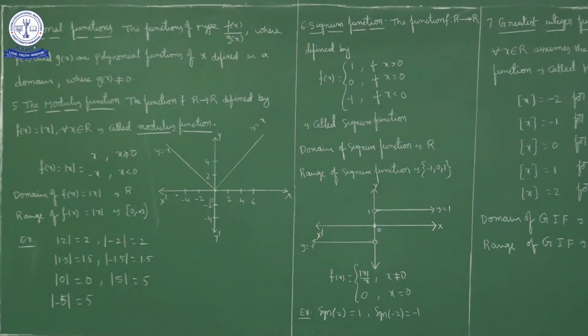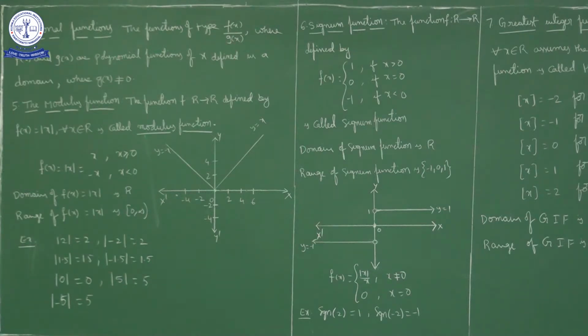Functions topic. Already we discussed constant function and polynomial function. Next function is a rational function. In rational function, we get functions of the form f of x upon g of x, where f of x and g of x are polynomial functions in x, defined in a common domain, where the denominator is not equal to 0, where g of x is not equal to 0.